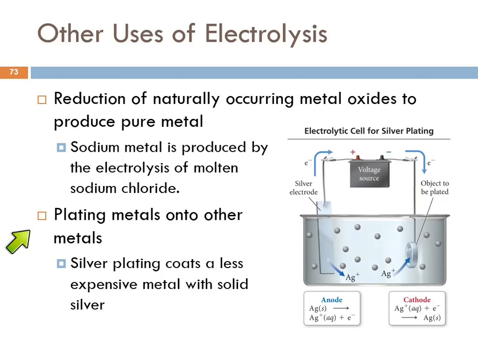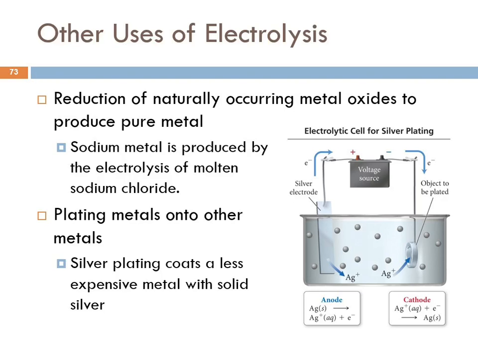Electrolysis is also useful for plating metals onto other metals. Now we look at the picture. This is an electrolytic cell for silver plating. So in the old days, it was common to have silverware. That's why we call it silverware, even though most of us are not using silverware. It's like stainless steel ware or something, right? Your spoons and forks and things. They were solid silver. Okay, well, that's really expensive stuff, but it's beautiful.